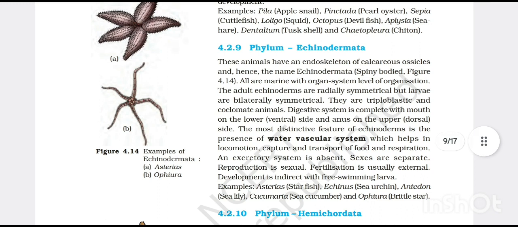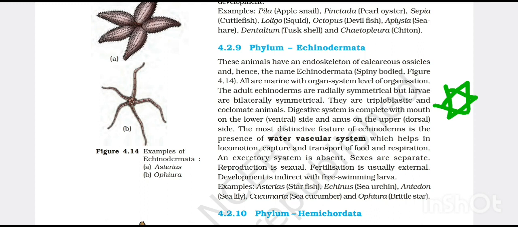Then phylum Echinodermata. These animals have an endoskeleton of calcareous ossicles and hence are named Echinodermata. All are marine with organ system level of organization. The adults are radially symmetrical, but larvae are bilaterally symmetrical. So it is an exceptional case where the adult echinoderms show radial symmetry, but larvae show bilateral symmetry. They are triploblastic and coelomate animals. The digestive system is complete with mouth and anus.